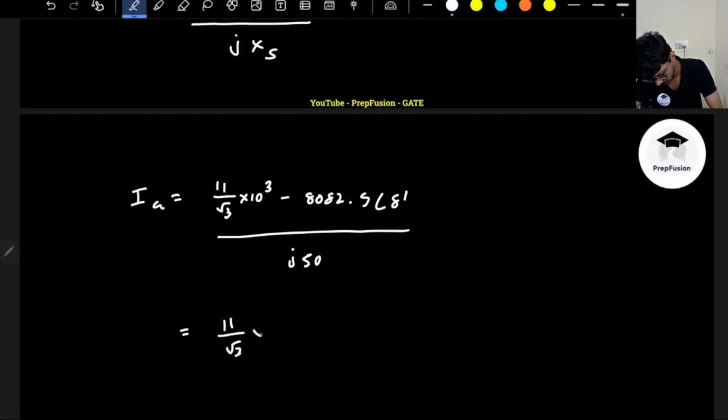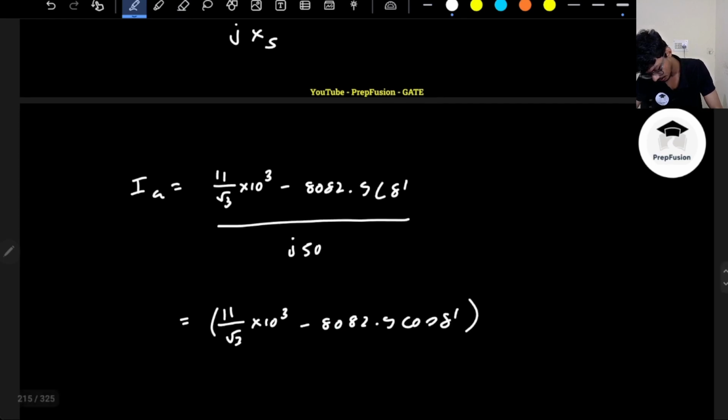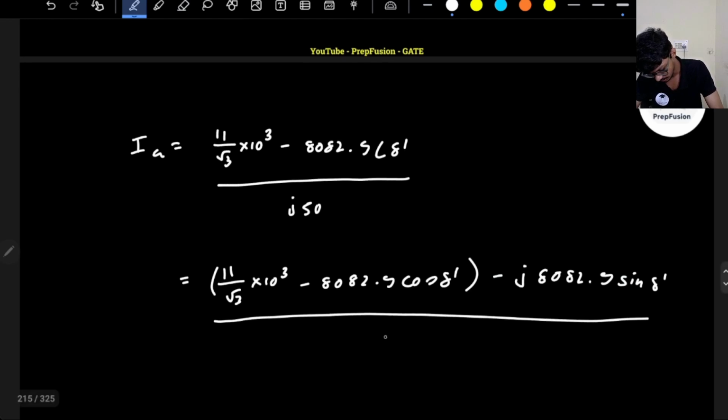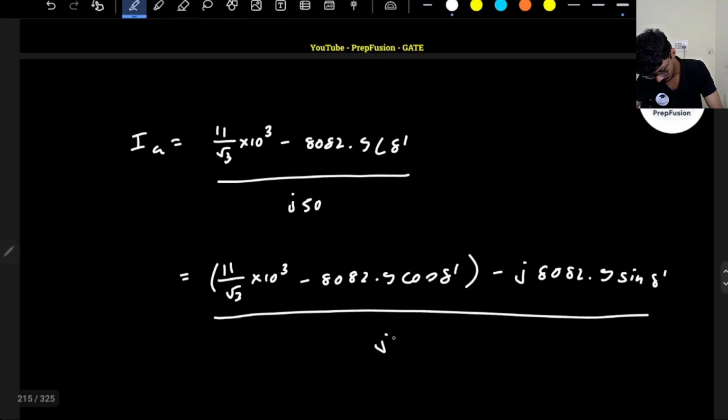This will have two components: minus 8082.9 cos of delta dash and minus J 8082.9 sine of delta dash. Okay, divide by J50. Now will this help me? Yes, this will help me actually.